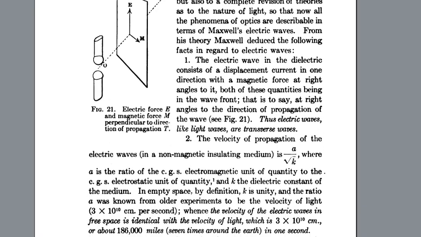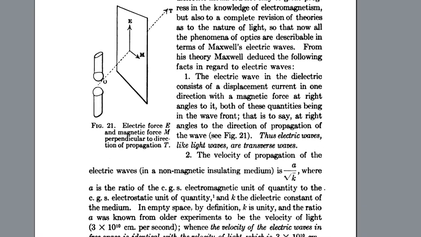1. The electric wave in the dielectric consists of a displacement current in one direction with a magnetic force at right angles to it, both of these quantities being in the wave front, that is to say, at right angles to the direction of propagation of the wave, see Fig. 21. Thus, electric waves, like light waves, are transverse waves.